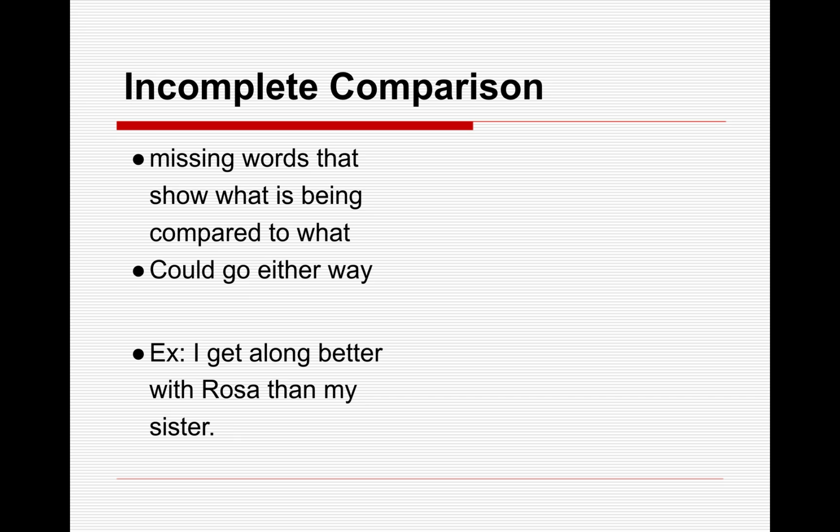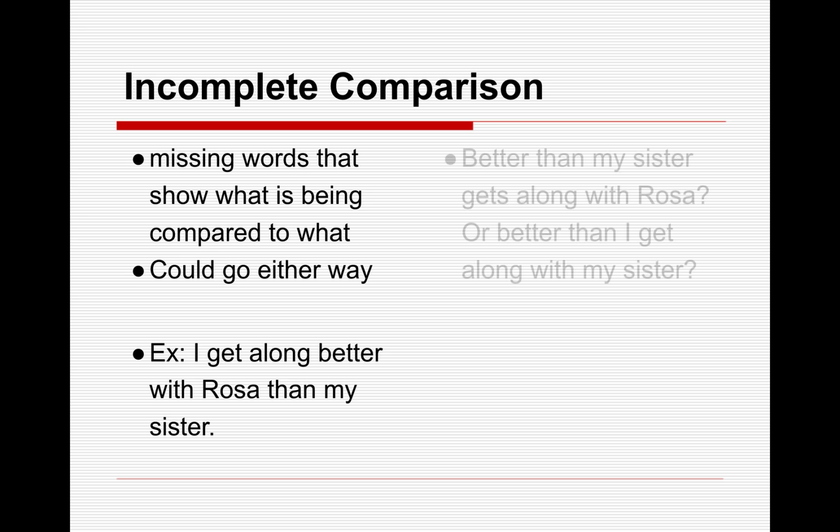And then other people see it as saying, I get along better with Rosa than I get along with my sister. The problem is we don't know which one is which. Let me say that again. I get along better with Rosa than my sister gets along with Rosa. This sentence could be saying that, or it could be saying, I get along better with Rosa than I get along with my sister. It's incomplete. We don't know what exactly it's saying, okay?